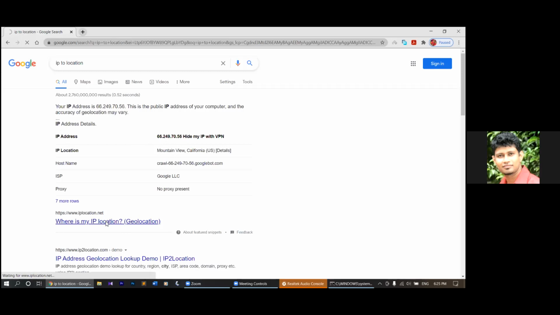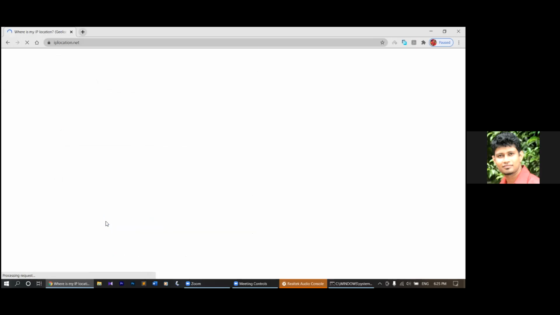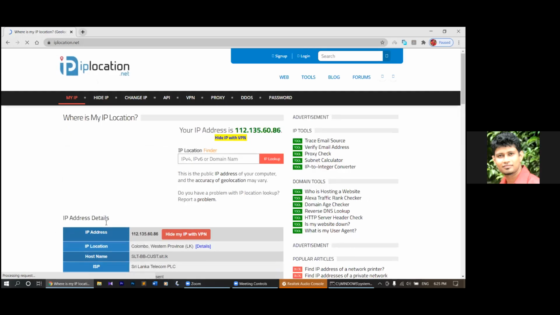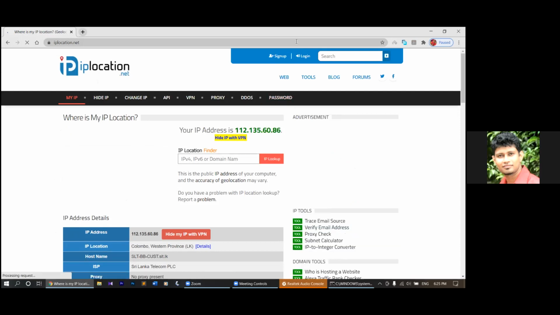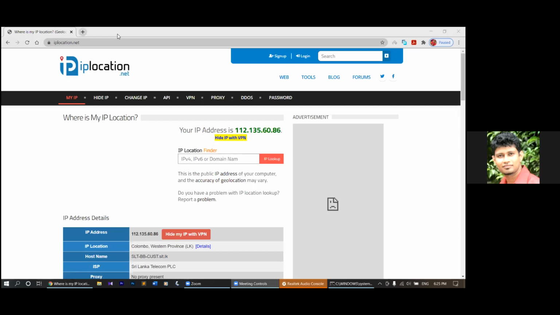Then you will be redirected to the IP location.net website, and there you can see your IP address is 112.135, and according to that, this is by Dialog Axiata, it seems. And are you in Colombo today? Sidney, are you in Colombo today? No, sir. So you are using Sri Lanka Telecom, right? But it says you are in Colombo, Western Province, but that is not actually where you are. Why? Because it is shared by SLT, right? It is one of the IP addresses that belong to SLT.